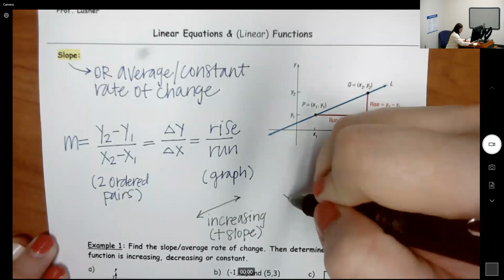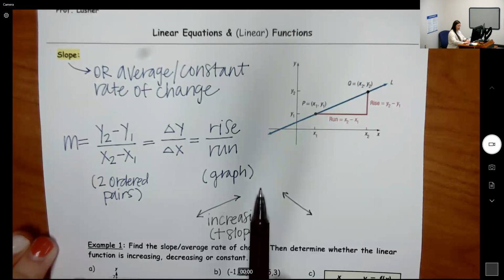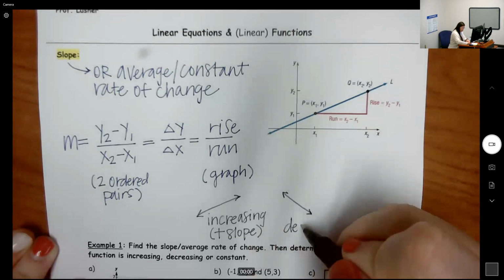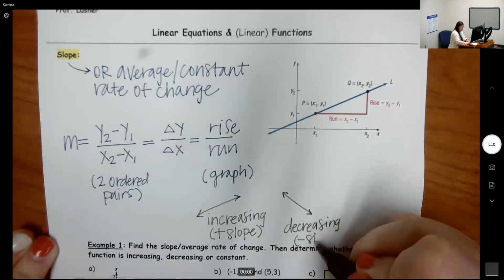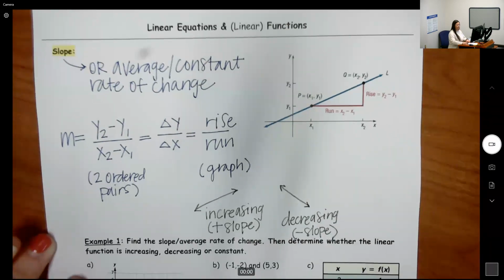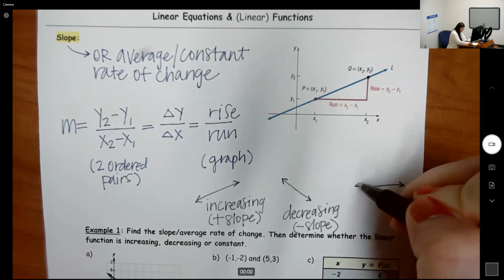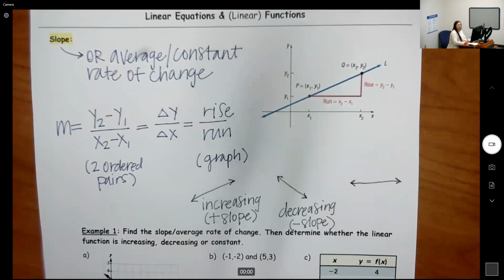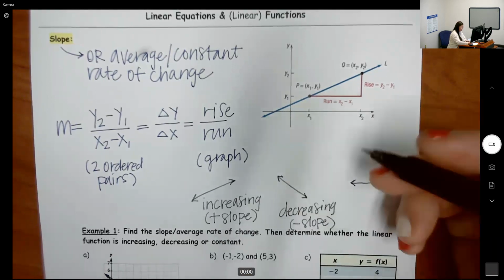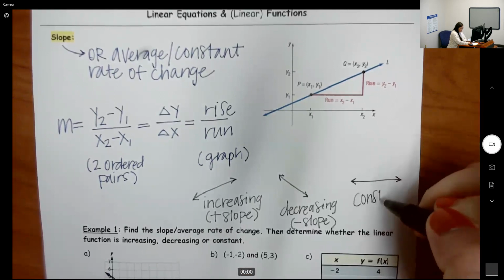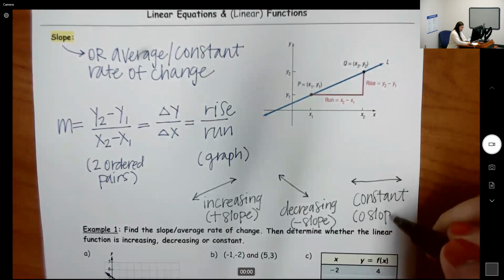Then the opposite can be said. If it is going down when you go left to right, this is a decreasing slope, and this will always be negative. And then the last one we'll go over is if your line is horizontal. It is not increasing, it is not decreasing, it is just straight. We call this a constant slope. And when you have this, your slope will be 0.